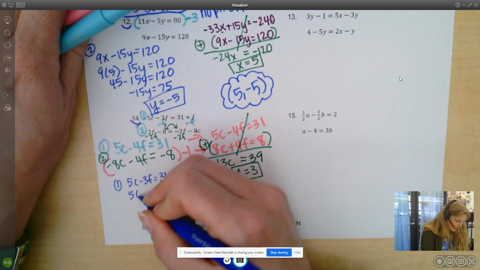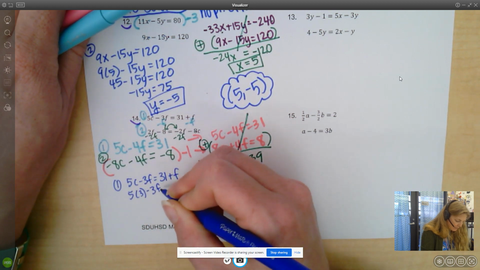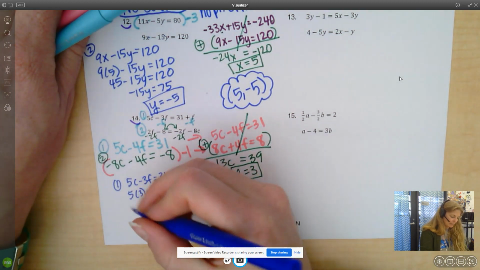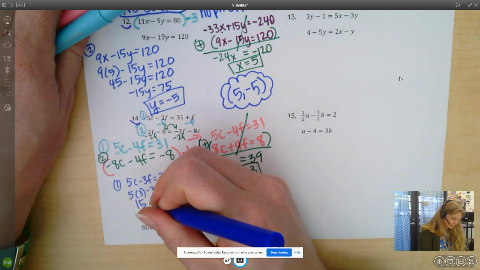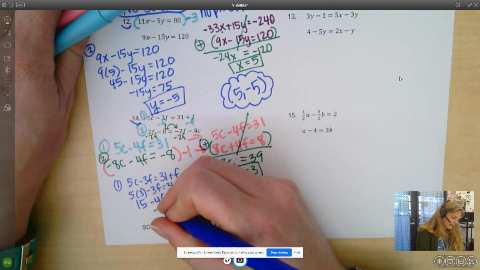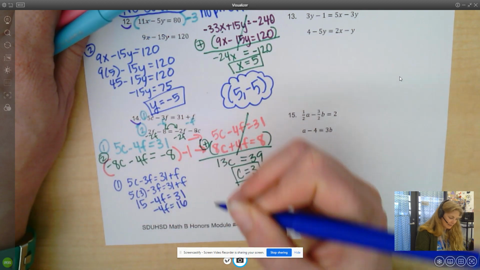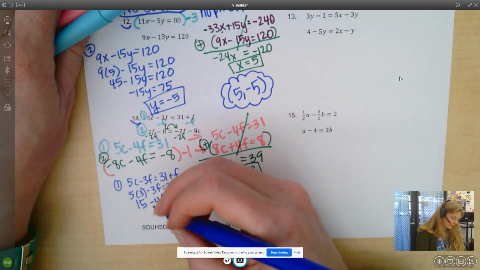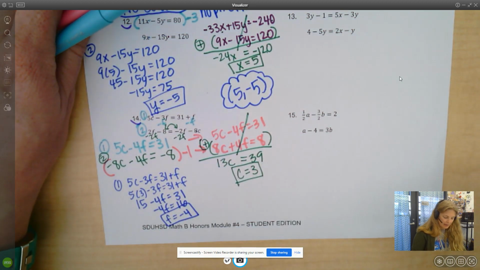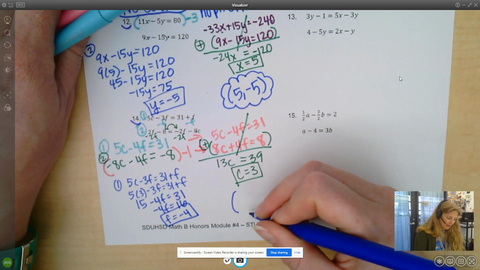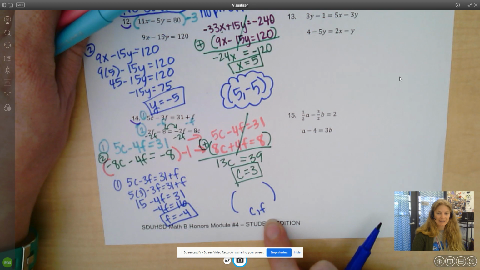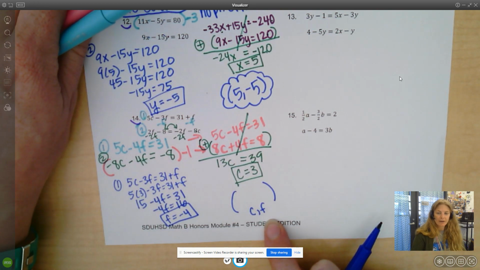c is 3, so 5 times 3 minus 3f equals 31 plus f. I'm going to subtract f from both sides and multiply 5 times 3. 15 minus 4f is equal to 31. Subtract 15 from both sides. Negative 4f is equal to 16. Divide both sides by negative 4, and f is equal to negative 4. And final step, write your answer as an ordered pair. Sometimes I like to write them in alphabetical order right below so I don't make a silly mistake when it's not X or Y or A, B.